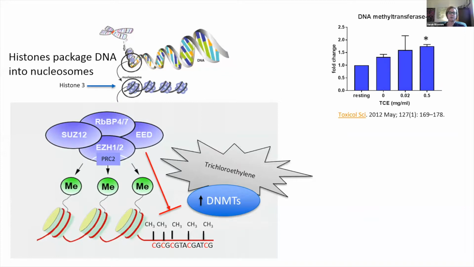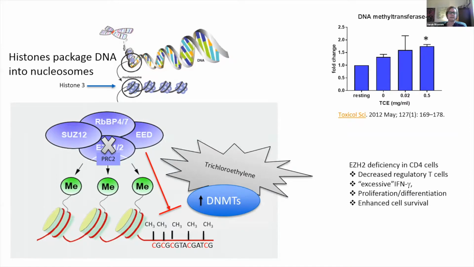Functional studies by others have shown that knocking out the gene for EZH2 in T cells, where it is no longer expressed, leads to a decrease in regulatory T cells, excessive gamma interferon pro-inflammatory cytokine production, proliferation, differentiation, and enhanced cell survival. Now, this complex has mostly been studied in the context of cancer, but studies in our lab are ongoing to see how this pathway may play a role in TCE-induced autoimmunity.